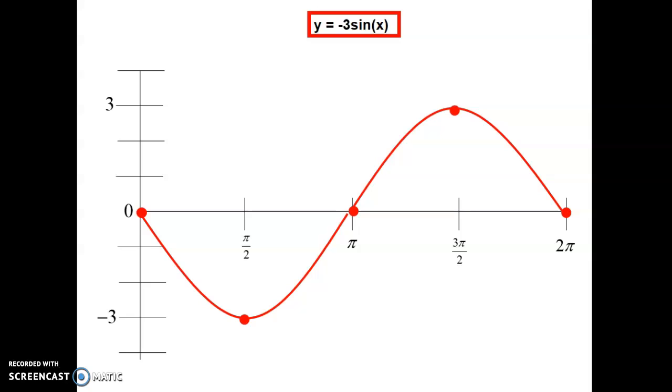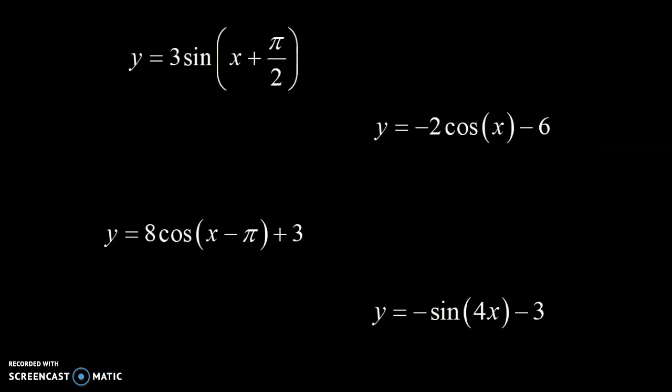So that is the amplitude changes of a sine and cosine graph. Okay, please try and practice, because eventually we have to get to this. These have period changes, shift changes, amplitude changes, all sorts of stuff. We're not here yet, so we don't have to worry about it.